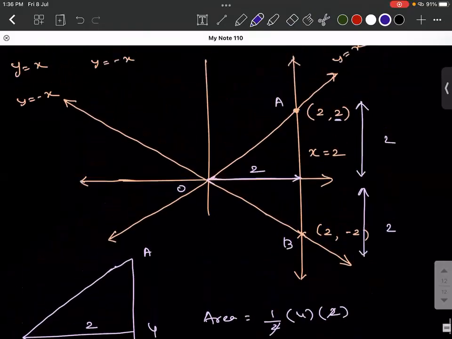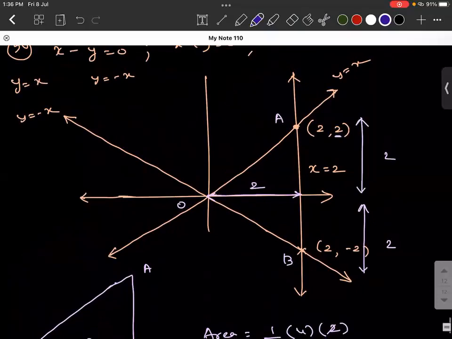Did you understand? It's a very good problem. Mark it as important. This one is important. 48 is important. Mark them as important.